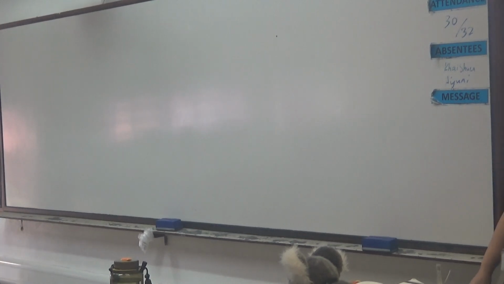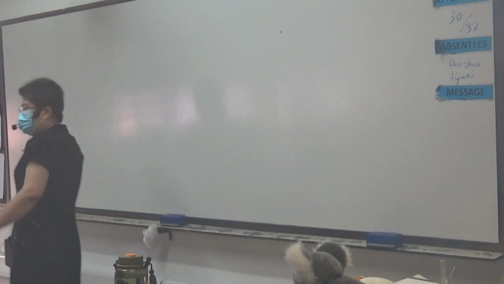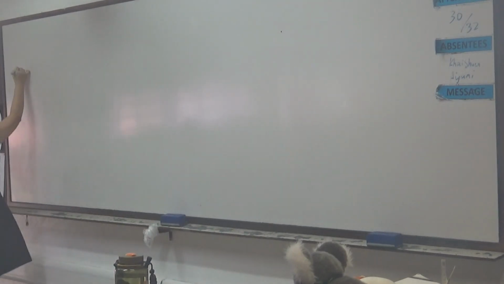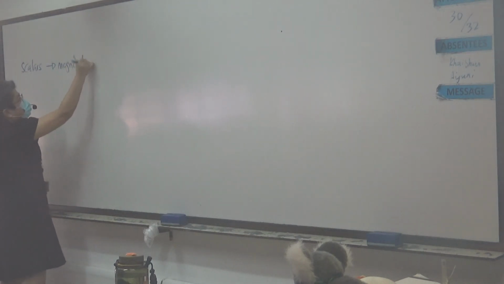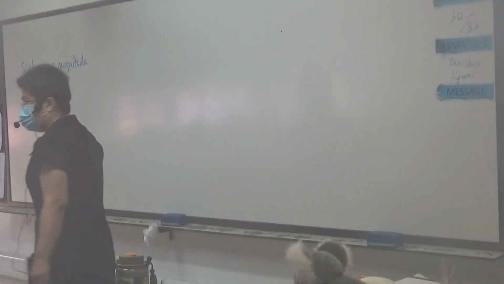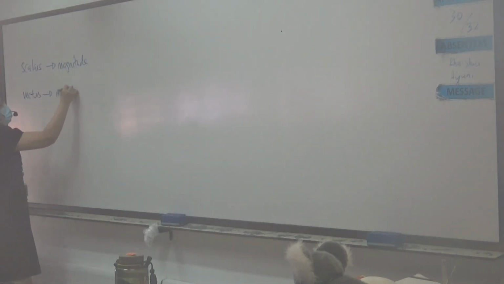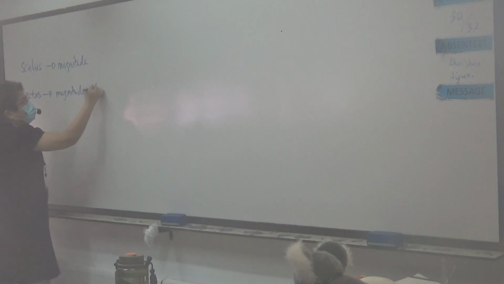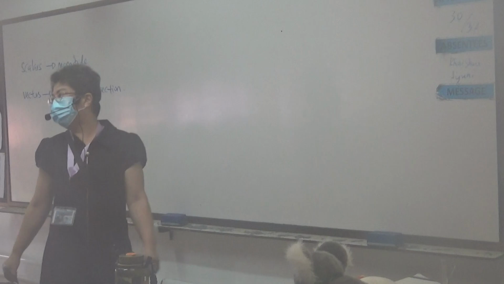Now, for vectors, yesterday I briefly started scalars and vectors, right? For scalars, we only have magnitude, that means the size. Okay? For vectors, we not only have magnitude, we must also have what? Direction. That is the only difference.